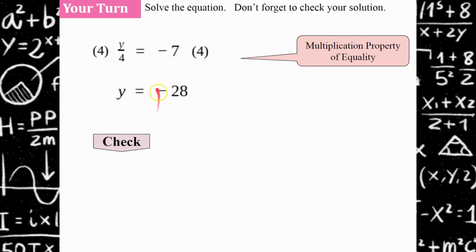We're going to check, replacing y with -28. -28 divided by 4 is equal to -7. -7 equals -7. It checks.